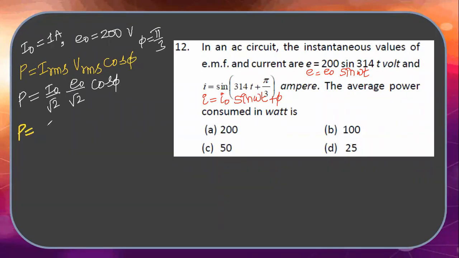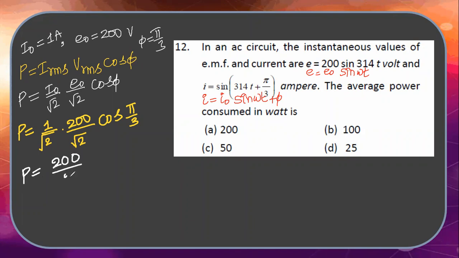Then P is equal to 1 by square root of 2 into 200 divided by square root of 2 into cos pi by 3, which means cos 60. Square root of 2 into square root of 2 is 2, and cos 60 is 1 by 2. So 200 divided by 2 is 100, and half of that is 50. Therefore, average power P is equal to 50 watt. Right. Next.